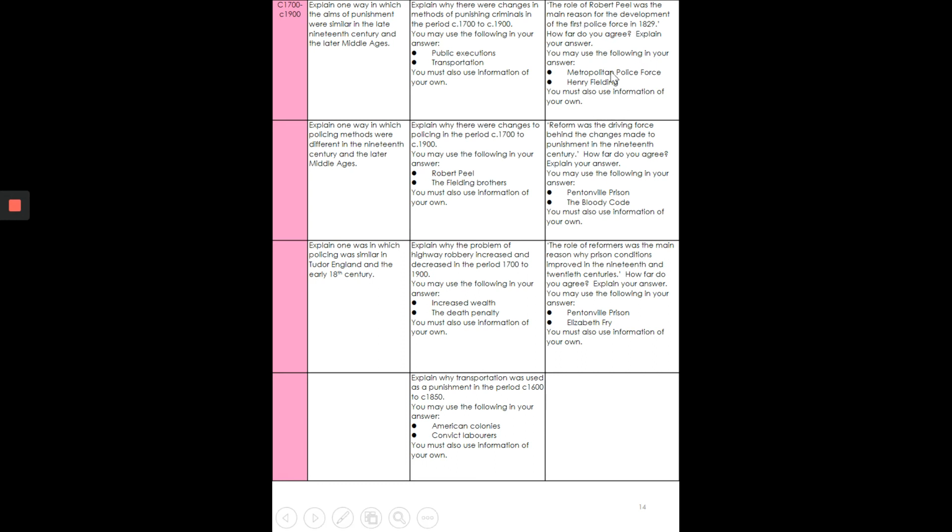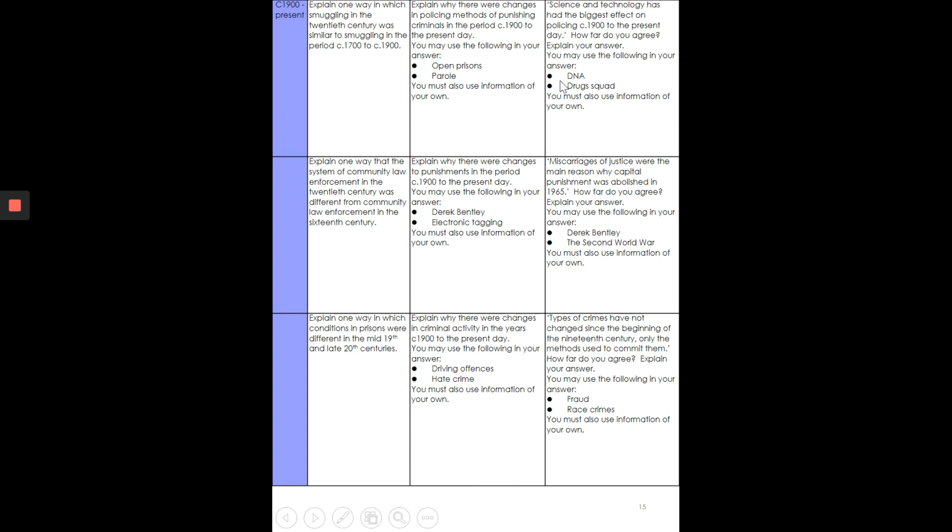So you've got to break it up. For example, look at this one, the role of Robert Peel mainly for the development of the police force. Could you argue that he sets up the Metropolitan police force? Could you pick up on the fact that people like Henry Fielding were doing things earlier than that, and maybe they are the ones that are the driving force in the development of the force? And you need to think of something else to talk about as well. Okay, so it might be you talk about earlier things like watchmen that have been used, just to give a wider reference.